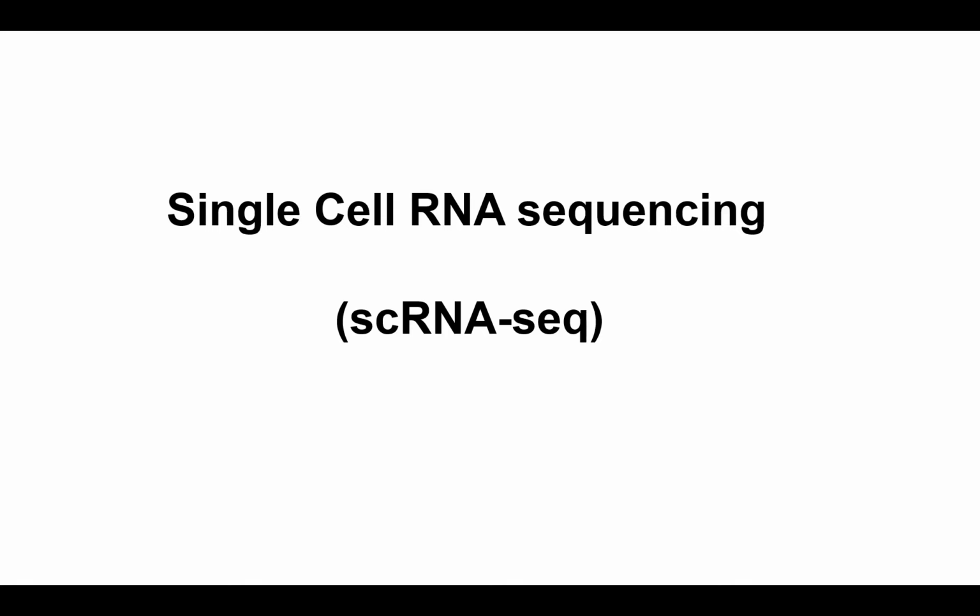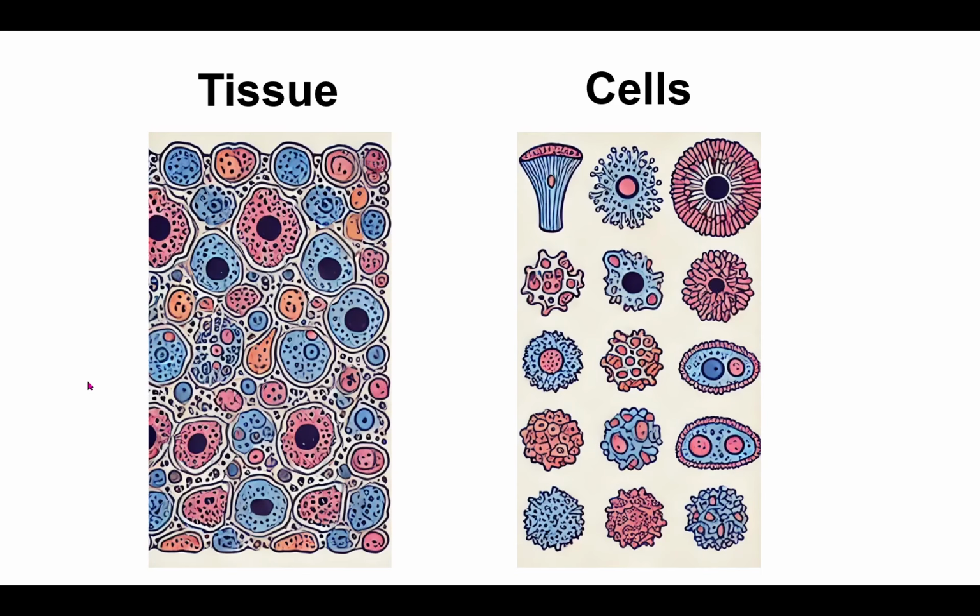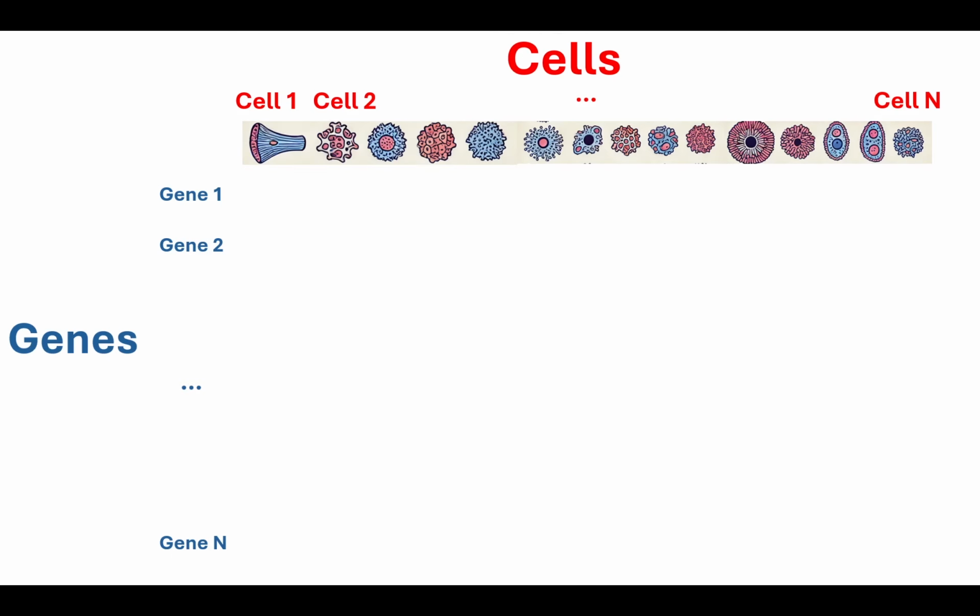Hi, let's talk about single-cell RNA sequencing, short for scRNA-seq. Why do we need to use single-cell RNA sequencing? For each tissue, there could be many different types of cells, and we want to know the individual cell types and what their genetic sequences are. To do this, we will use a technique called single-cell RNA sequencing.